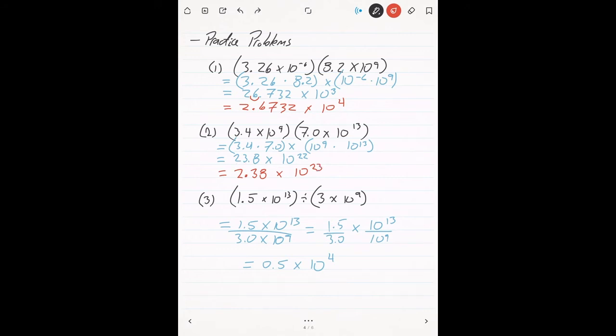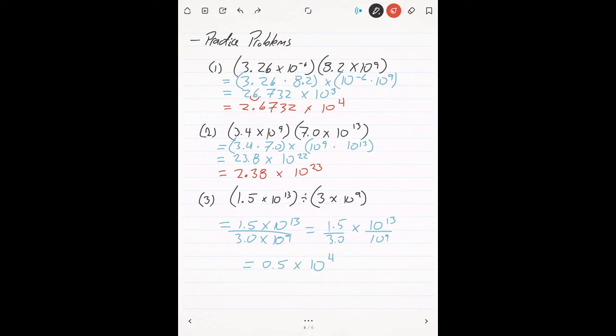Now, for the division, you'll see that I first wrote it in this more fraction format, just so it was easier to see. Then I split the fraction up and performed division on the numbers, and then division on the tens. When I divided 1.5 by 3, I got 0.5. And when I divided 10 to the 13th by 10 to the 9th, I got 10 to the 4th. I just subtracted their exponents.